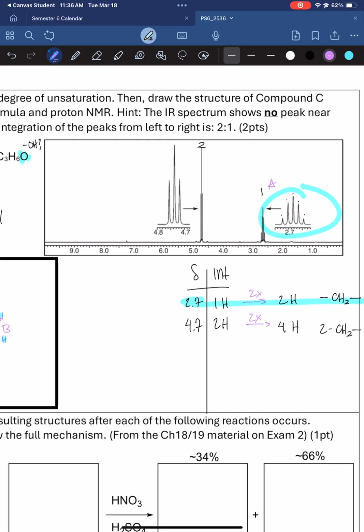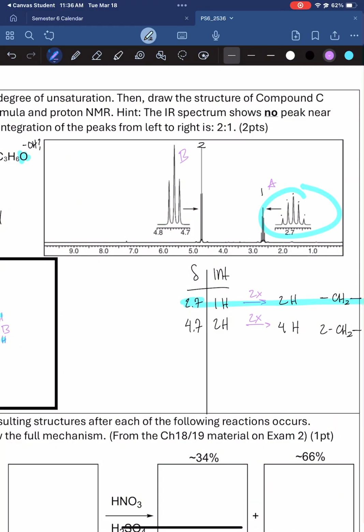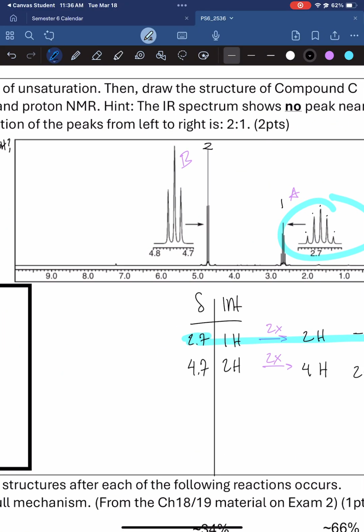Now let's look at B. So for B, let's count the number of peaks. 1, 2, 3. Since there are 3 peaks, that should tell us that the neighboring carbons should have 1 less than the number of peaks of hydrogens. So in this case, there should be 2 hydrogens.